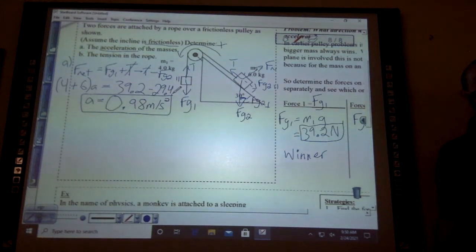So this is what you would get for your acceleration. Again, in order to solve for acceleration, I look at F net for the whole system. Questions on this one?